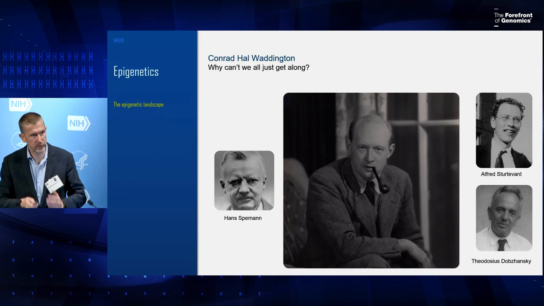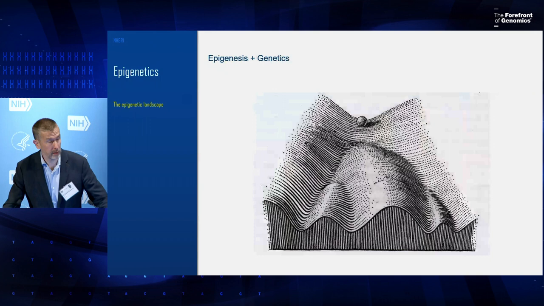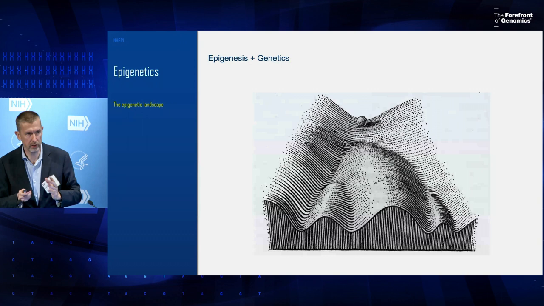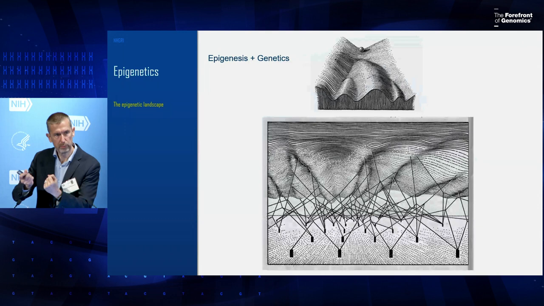And so in true Rodney King style, he said, why can't we all get along? And here was his solution. He said, imagine this landscape and a ball is rolling down, it's making these decisions. That's like epigenesis, right? It's like cell fate determination, differentiation decisions, and so on. But imagine that this landscape is pulled into place by these guy wires.